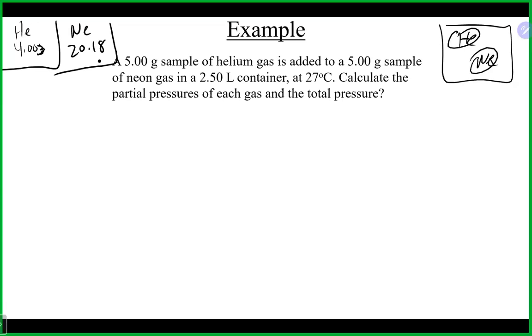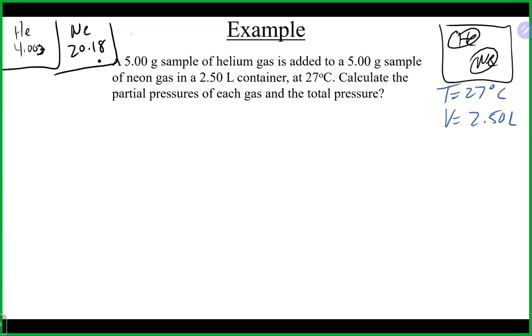Okay, so let's take a look. Again, we have in this situation a mixture of helium and neon flying around in the same container. The temperature is going to be the same for both of them, 27 degrees Celsius. They are both in the same container, so 2.5 liters works for both. And really, for the most part, partial pressures are just an ideal gas law problem that you do for each gas individually.